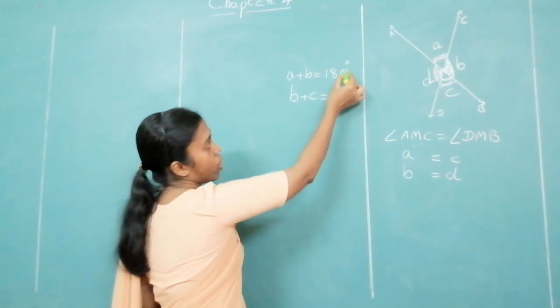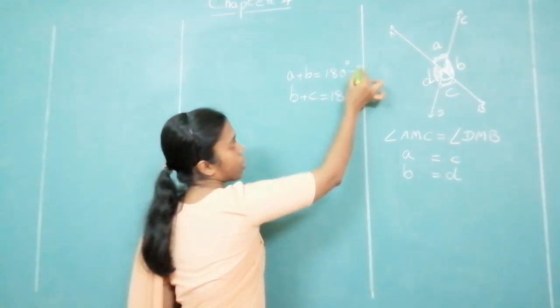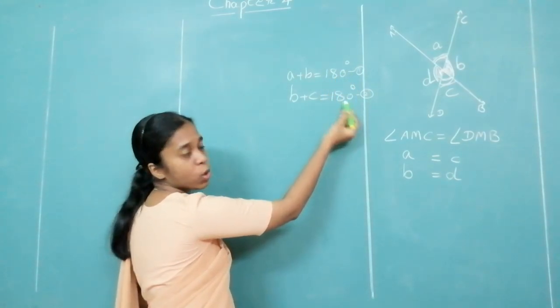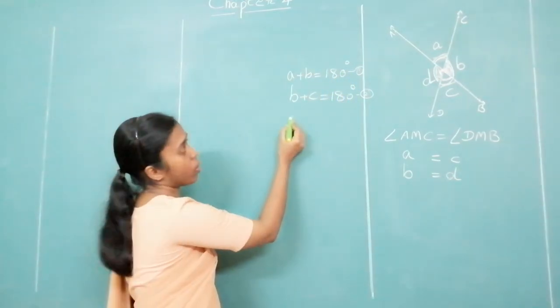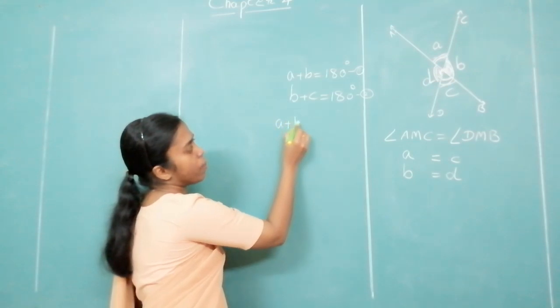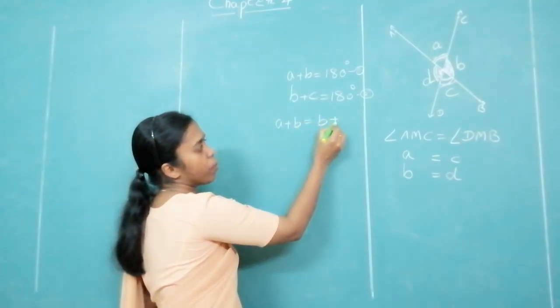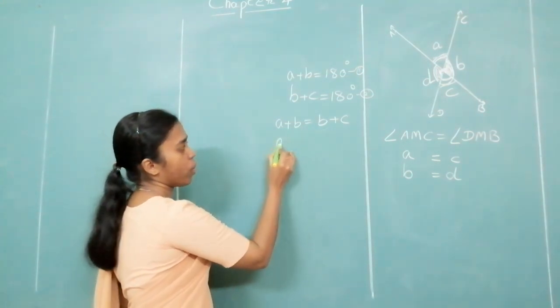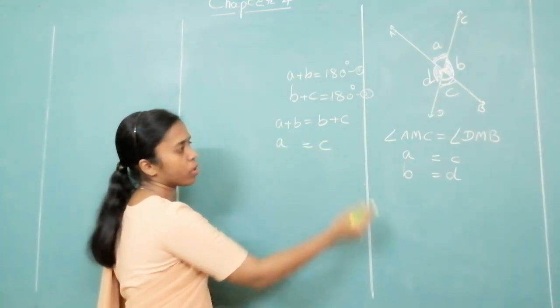Now look at the first and second equation. I name this as equation 1, second equation. Look at this. Right hand sides are equal. So I can say the left hand sides are also equal. So A plus B is equal to B plus C. I minus B from both the sides. So what do I get? A is equal to C.